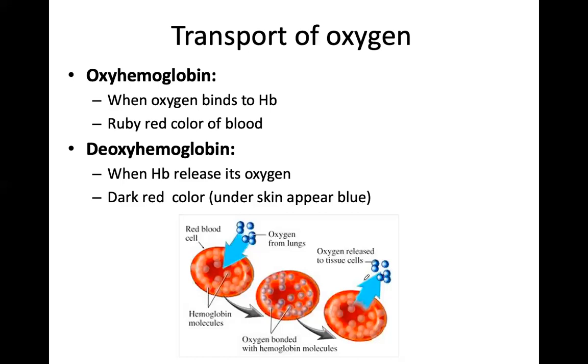So you can start to see a color coding appearing as we move on. Anything that is oxygen rich in terms of your red blood cells will be identified as a red color, and anything that is lacking or has dropped off its oxygen is referred to as deoxyhemoglobin, and the color of that will be bluish.